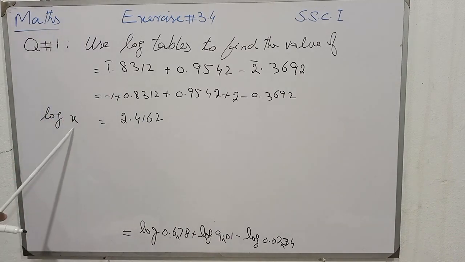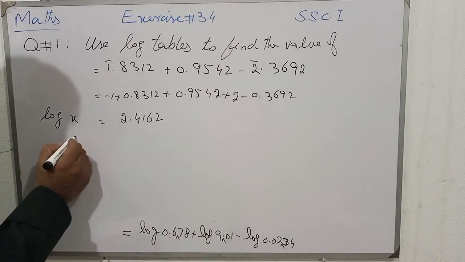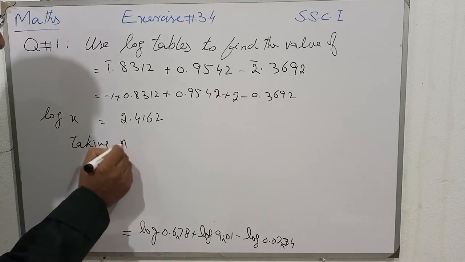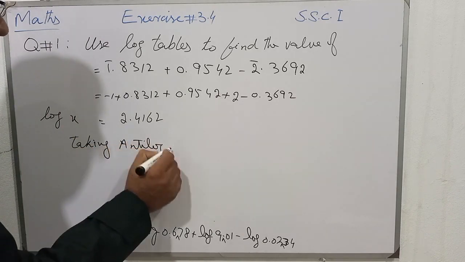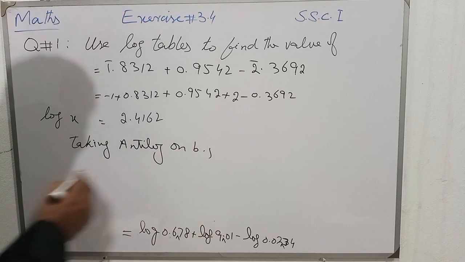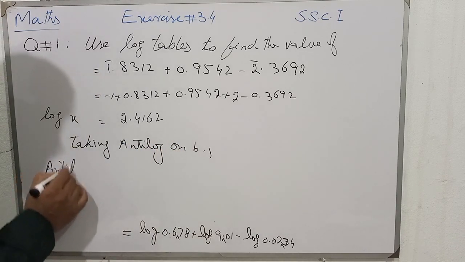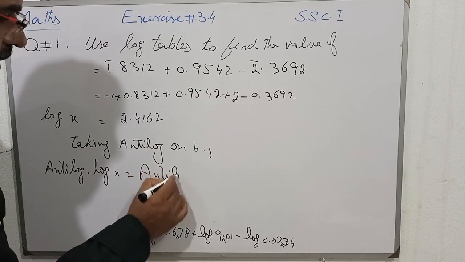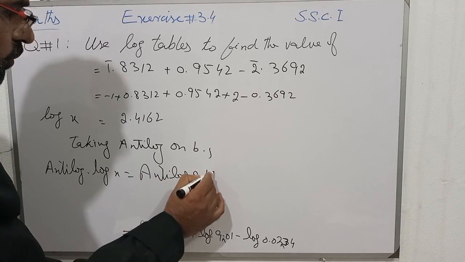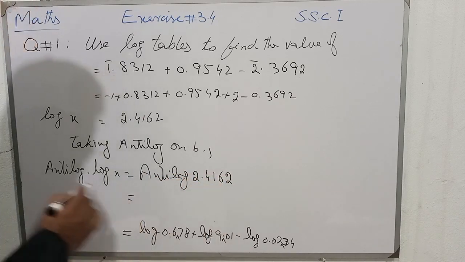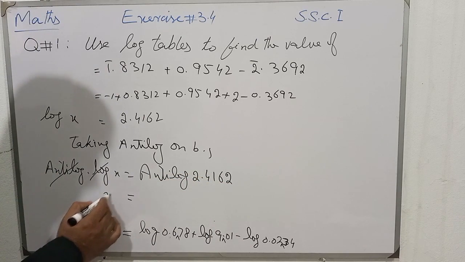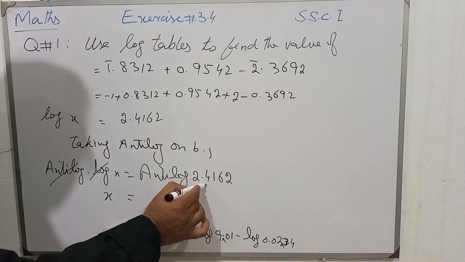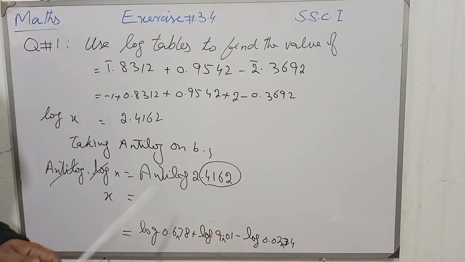As we have to find the value of x, so we will take antilog on both sides. So it is written as taking antilog on both sides, and we will have antilog of log x is equal to antilog 2.4162. Now students, this log and antilog will be cancelled and what is left over will be x. When we have to take antilog, students keep in mind we have to take antilog of mantissa, and our mantissa is 0.4162.